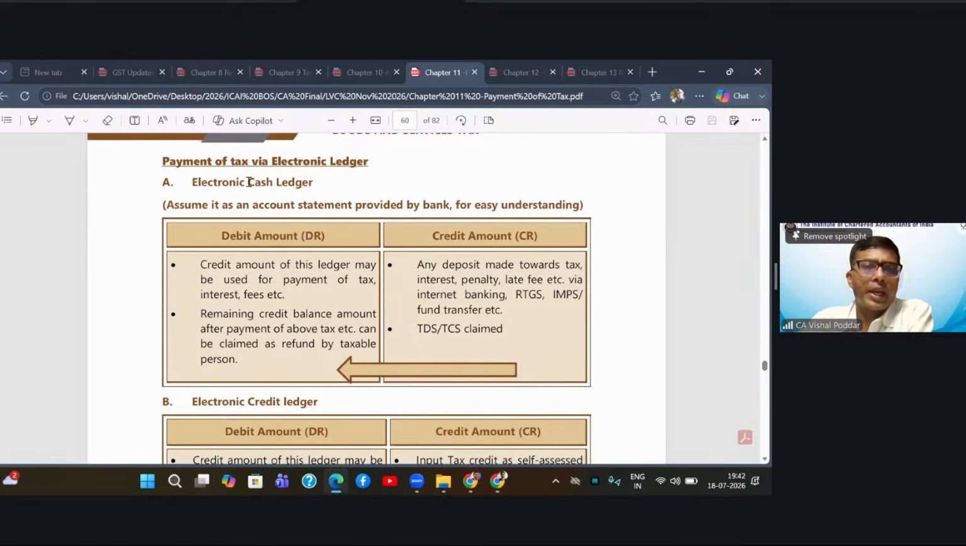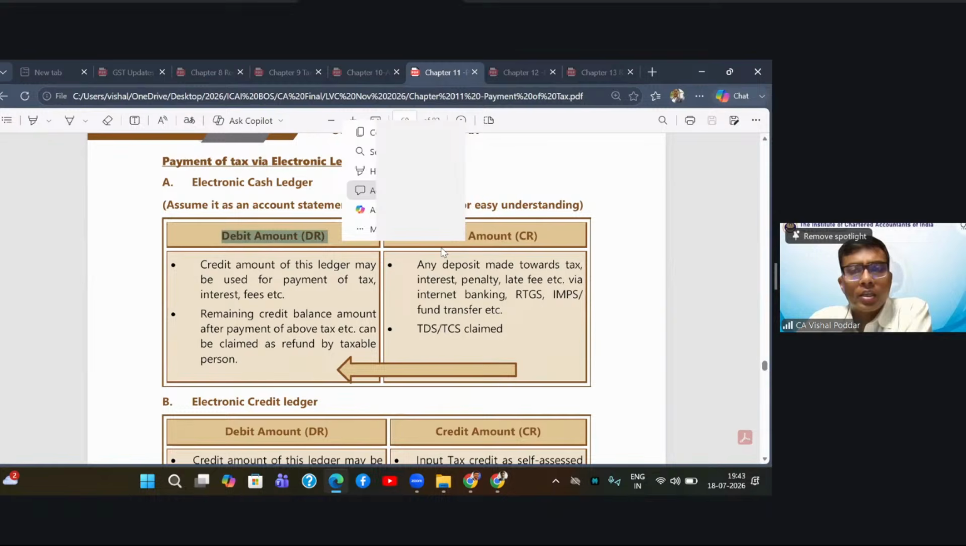Now, we first talk about cash ledger. Whatever amount you are depositing in the cash ledger through your bank, or where any TDS or TCS is coming, it is credited in your cash ledger. And whenever you are utilizing this cash ledger balance for making payment of tax, that amount is debited in your cash ledger. Now you'll say, sir, this is sounding absurd, because if I deposit money in my account, it should be debited, and when I make payment from my account, it should be credited. But here it is exactly vice versa. So what you are depositing is credited and what you are making payment is debited.